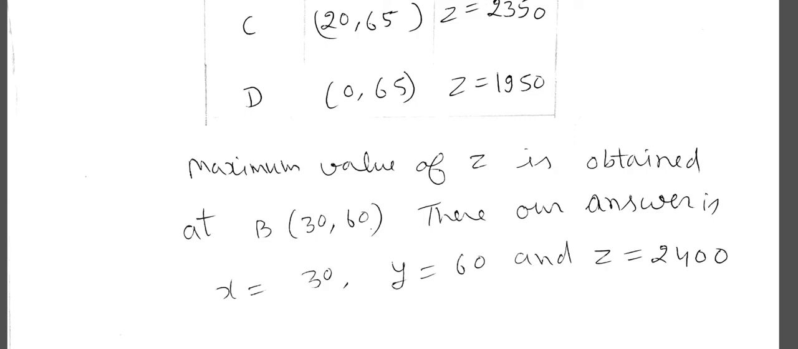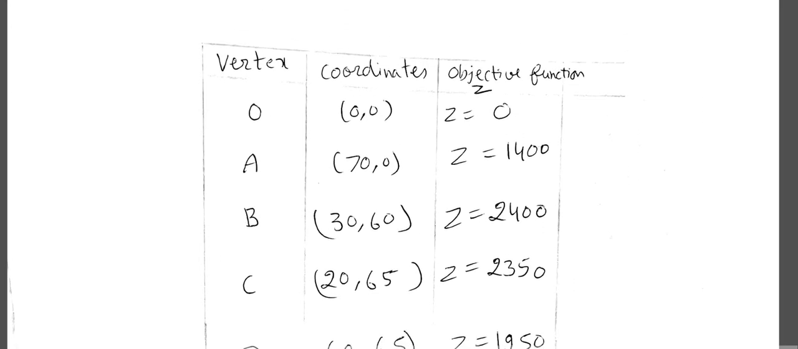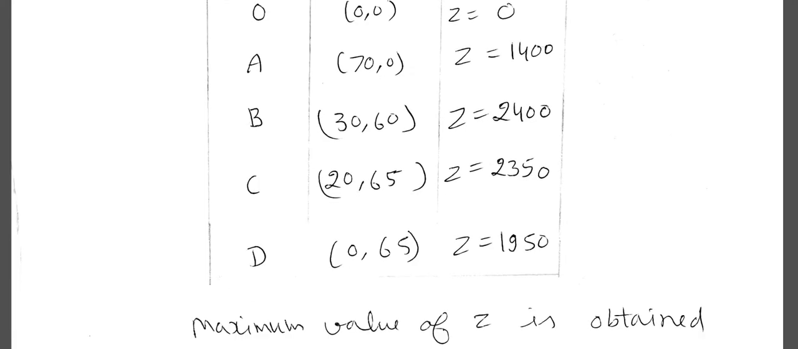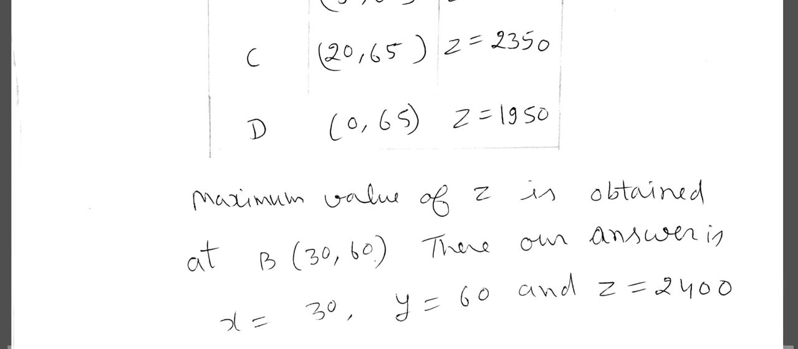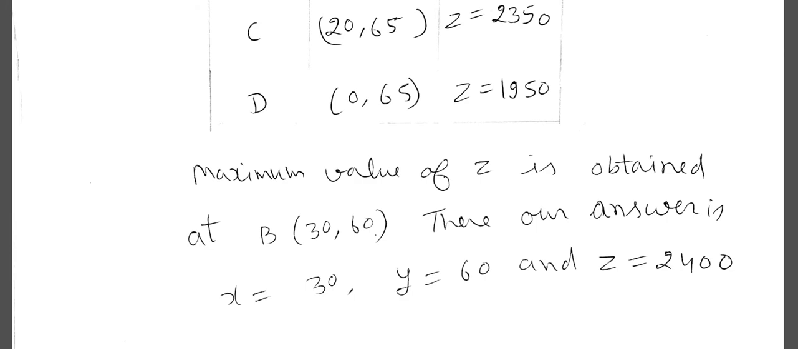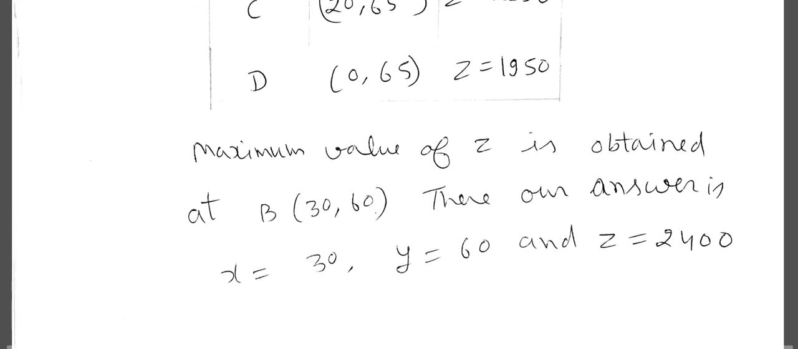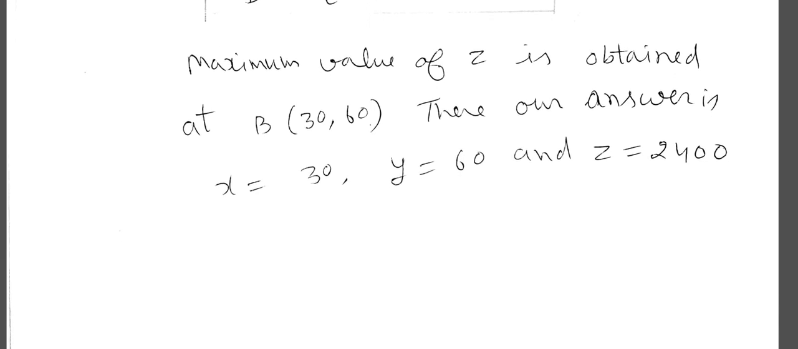Now what is our objective? We have to maximize Z. Now see what is the maximum value in all these values. So 2400 is the maximum value of z, which corresponds to the point B, whose coordinates are 30, 60. So we can say the maximum value of z is obtained at B 30, 60. Therefore our answer is x equal to 30, y equal to 60 and z equal to 2400. So these values of x and y will maximize our objective function z. So this was all about the graphical method.